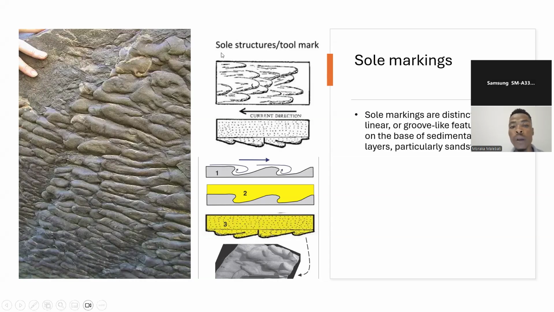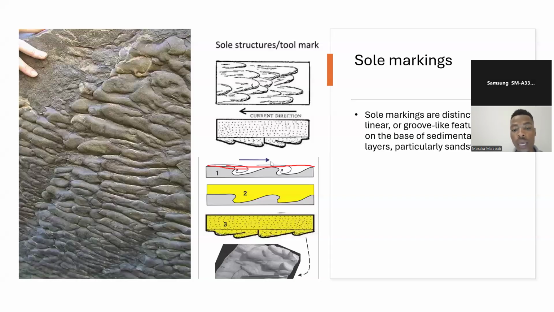We can see here that the current was moving in this direction. So we had the deposition of this one first. The sediments were deposited, and then after that weathering or erosion occurs.